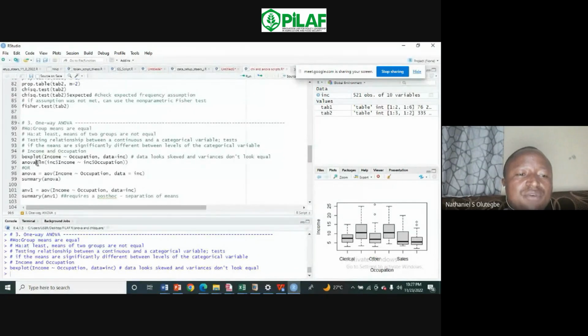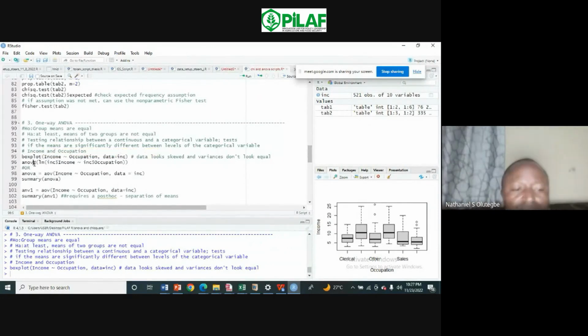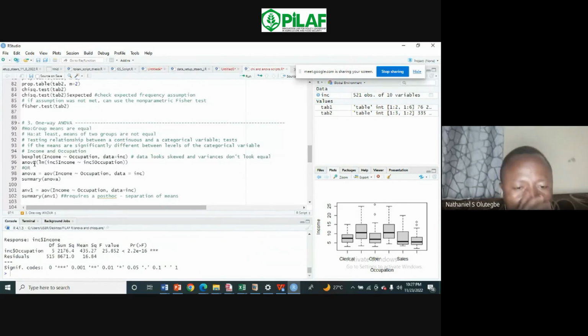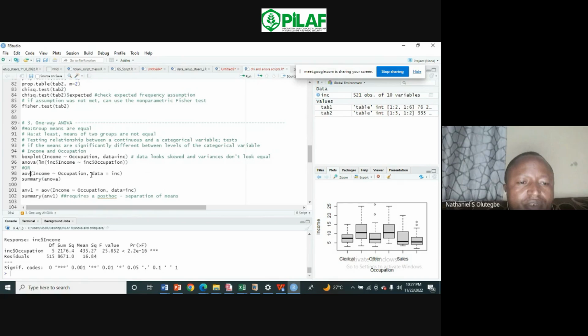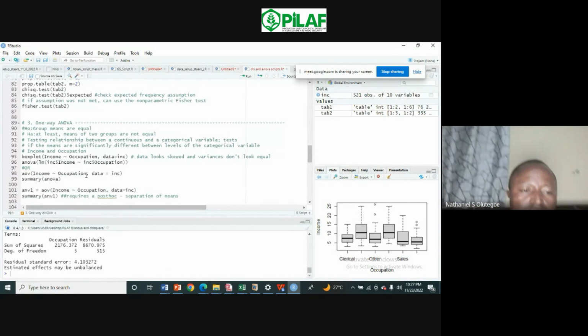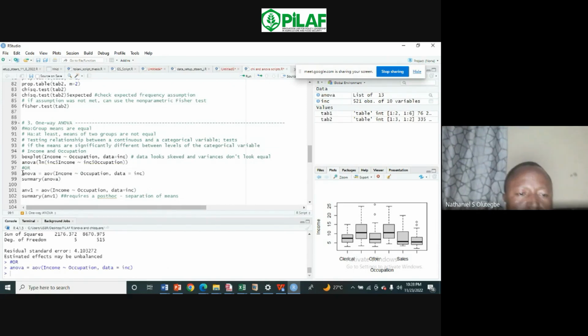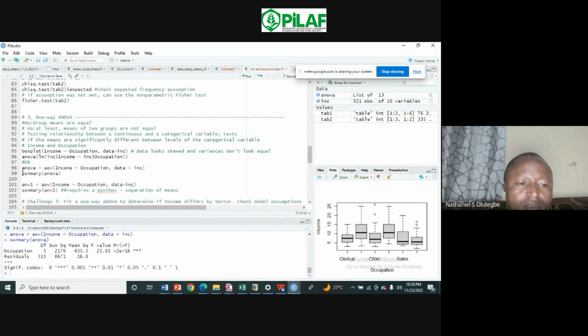So you're saying ANOVA of lm. Okay, and so it gives you a significant difference. Or use this function, aov. I say income against occupation, and your data is inc. Or you can name it, say anova equals, and then you summarize your ANOVA. It's still the same thing. I hope nobody's confused. Okay.